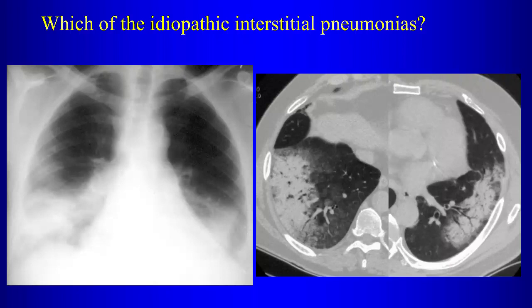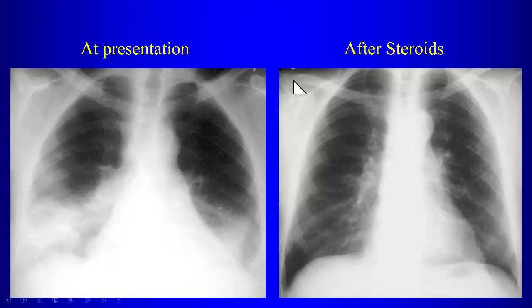NSIP. No, not NSIP. We don't see ground glass really as a predominant abnormality or traction bronchiectasis, right? So which of the idiopathic interstitial pneumonias would this be? Sultan, I saw you studying the slides yesterday. Did we remember anything? Organizing? Yes, organizing pneumonia. So this would be cryptogenic organizing pneumonia.